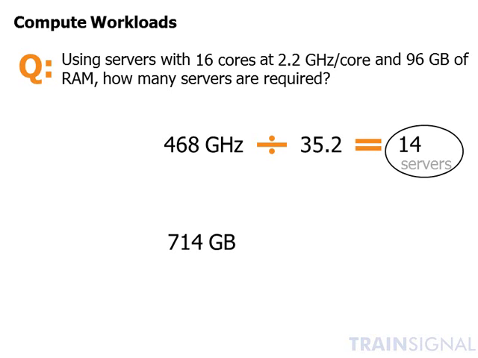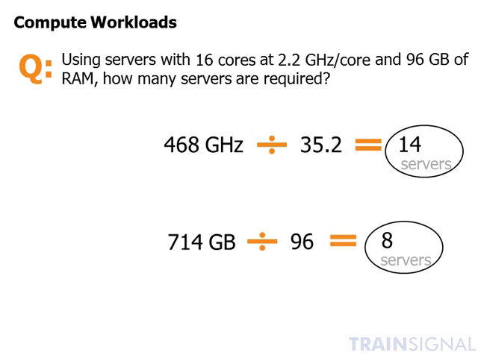And if we use that same process for our RAM, then we could say that 714 gigabytes divided by 96 gigabytes per server gives us approximately 7.4 servers. And again, we would round that up to 8 because we can't have 0.4 servers.